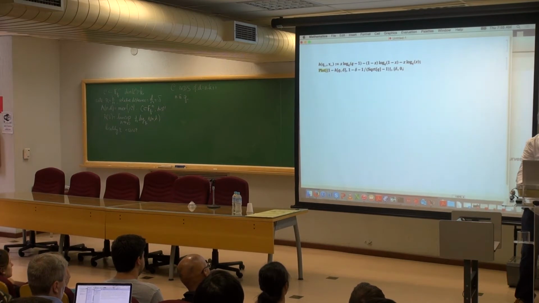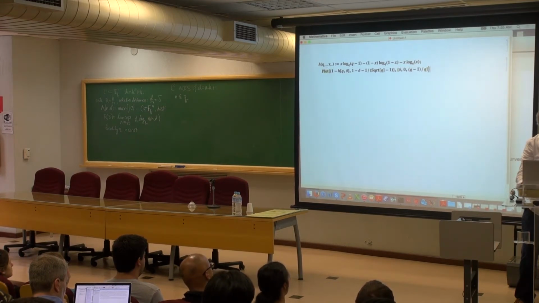Q minus 1 over Q. Why Q minus 1 over Q? Sorry, over Q. That's where the GV bound becomes 0. So codes of larger rate with a given relative distance do not exist.